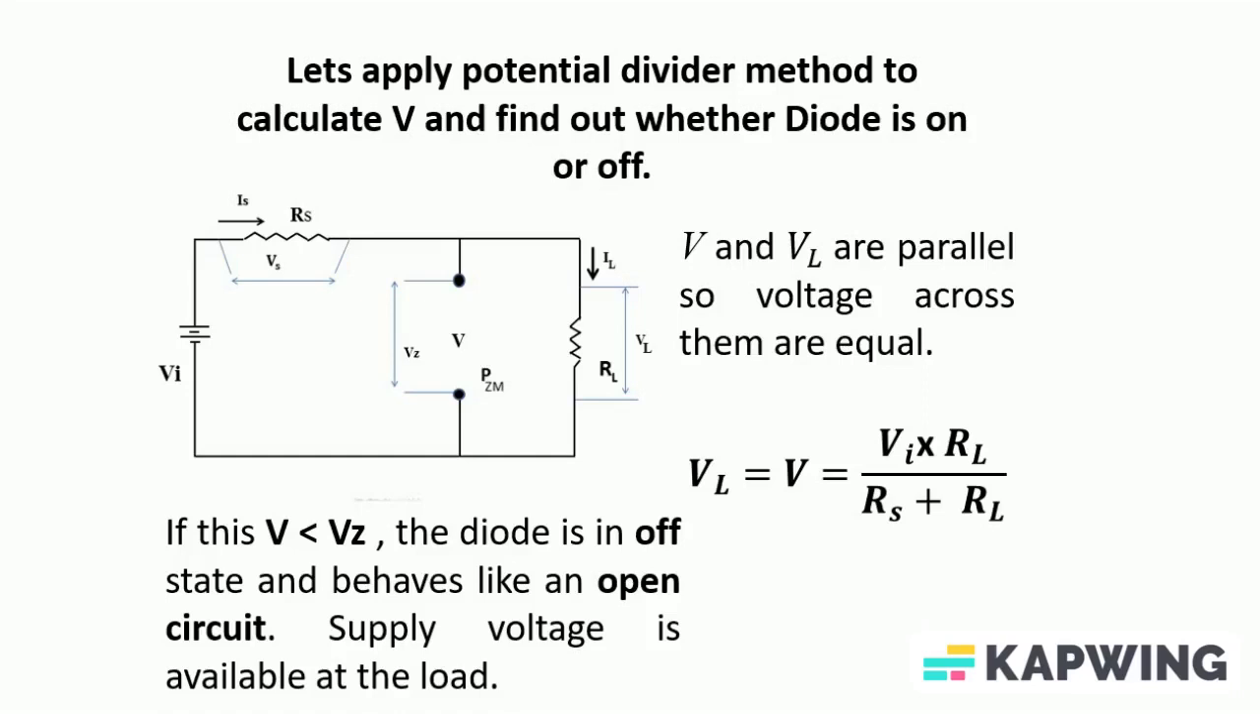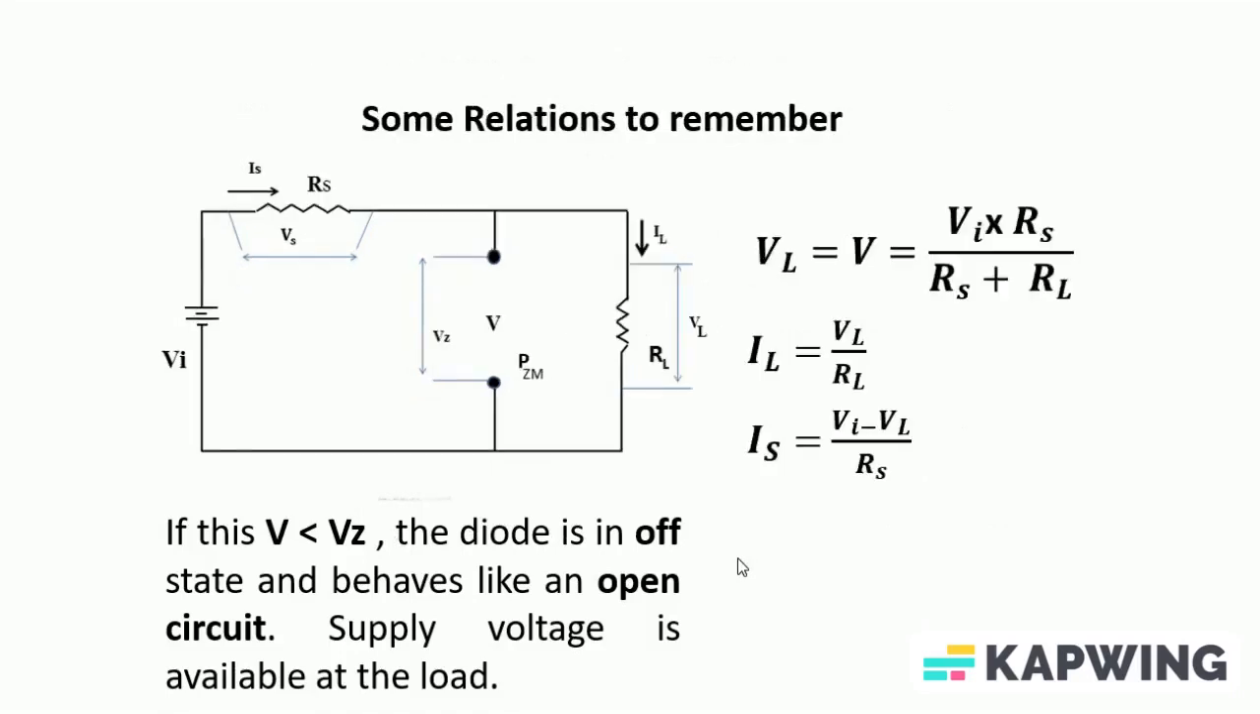ये वो सिनेरियो है जब zener diode ऑफ है. And using this formula we can calculate the value of VL. जब हम वो calculate कर सकते हैं तो हम IL भी calculate कर सकते हैं. IL will be equal to VL upon RL. This is the current flowing in this resistor, and we can calculate the current flowing in the limiter resistor as well. IS is equal to VI minus VL, a simple formula, we can calculate the value of IS.